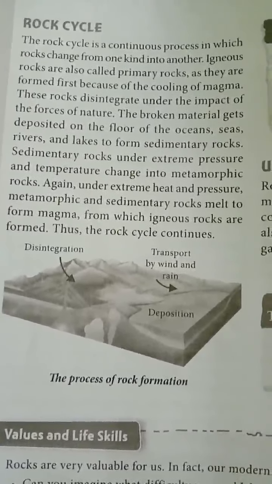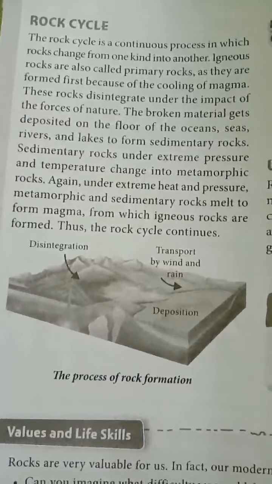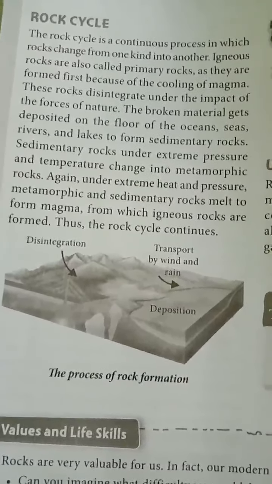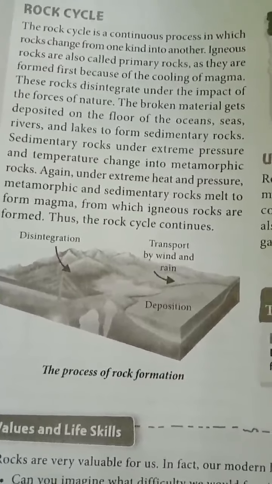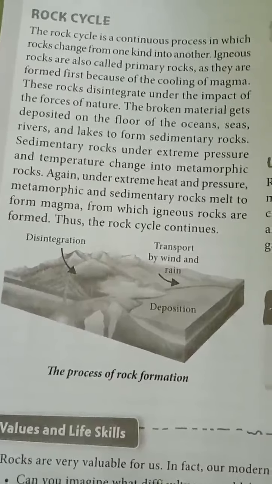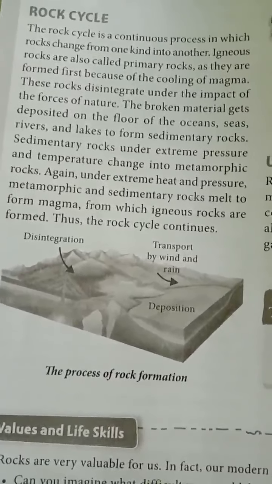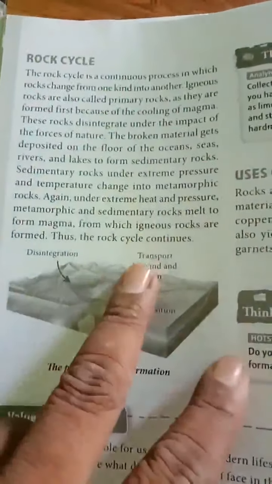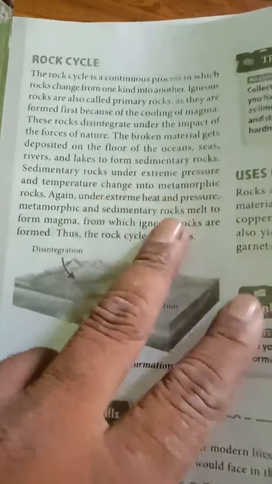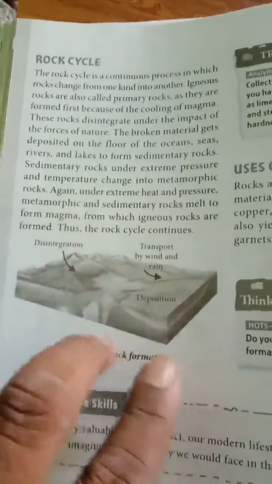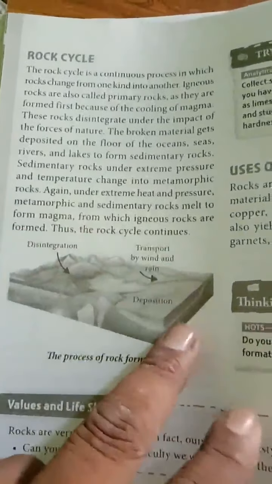ओके, नाउ look at the rock cycle. Rock cycle is a continuous process in which rock changes from one kind into another. मतलब एक से दूसरे तरीके की रॉक्स के अंदर चेंज होती है। पहले इग्नियस, फिर उसके बाद सेडिमेंट्री एंड देन चेंजेस इनटू मेटामॉर्फिक रॉक्स। This is called the rock cycle. Due to the extreme pressure and the heat, it converted into metamorphic rocks. Okay, this is the diagram.